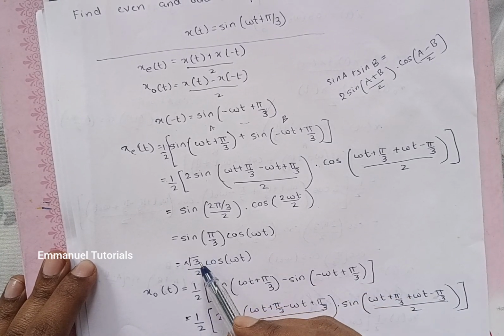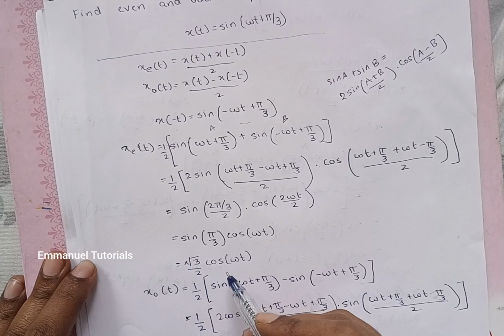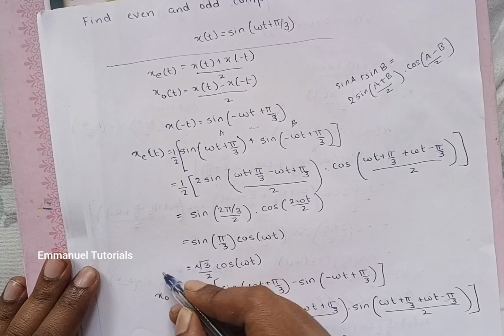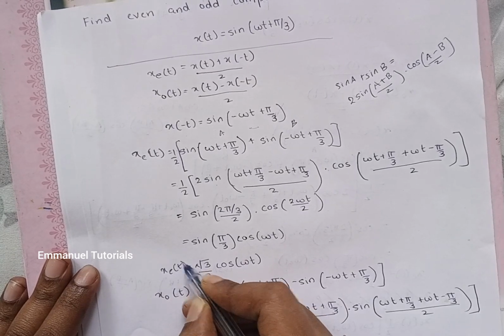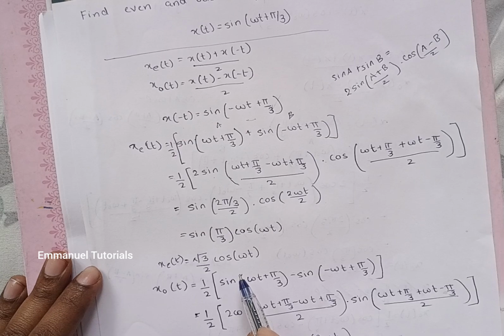Sine pi by 3 is root 3 by 2. So that is what we will substitute here. Root 3 by 2, and cos omega t will come as it is. So this is our final even part of the signal. So it is root 3 by 2 cos omega t.